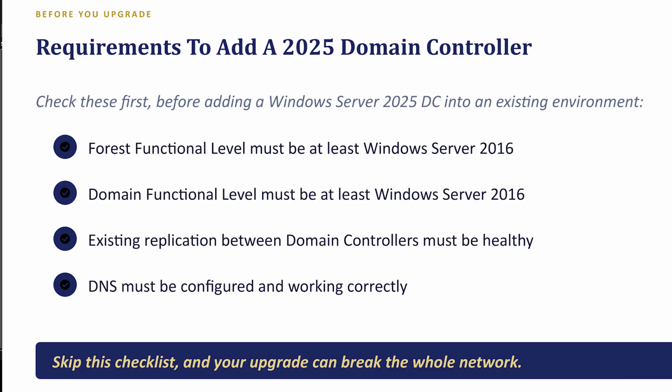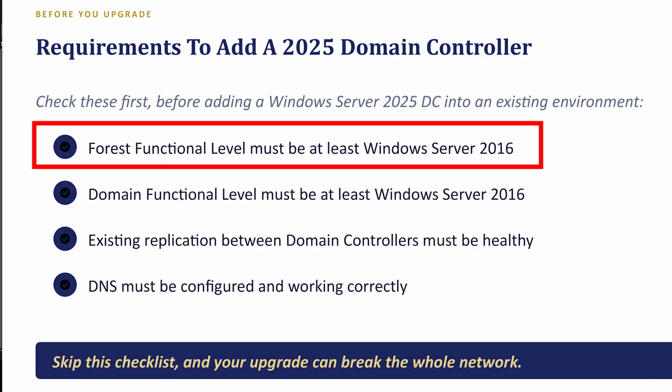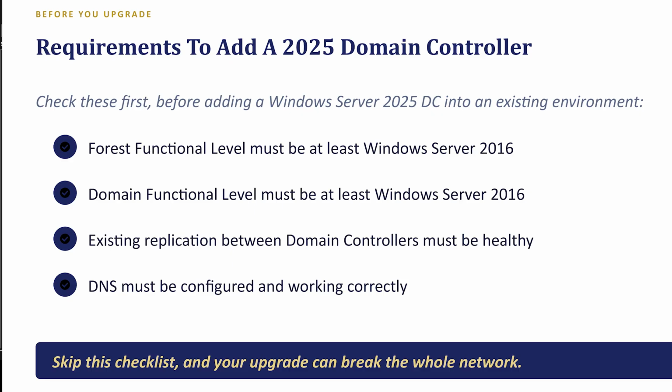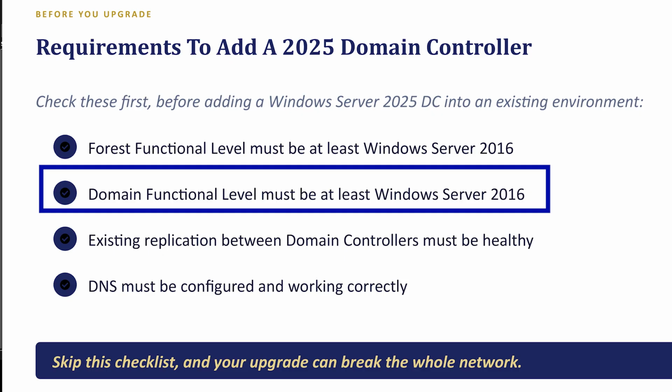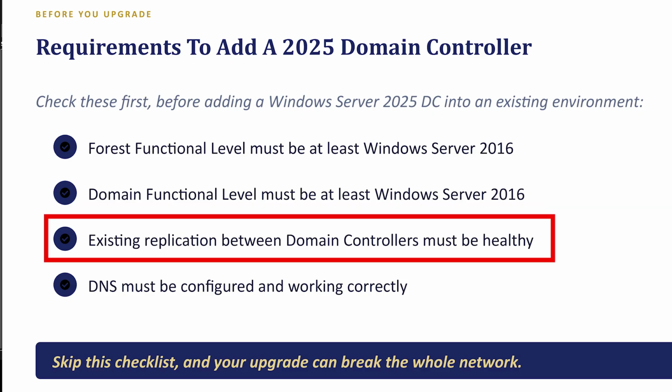So the next slide is basically going to talk about what to do before you upgrade. The requirement to add a 2025 domain controller, okay? This slide gives us a checklist, and I want you to understand why every item is there on this checklist. Requirement 1 is that forest functional level must be at least Windows Server 2016. This is about compatibility at a forest level, okay, at the forest level. Then the requirement 2 is that domain functional level must be at least Windows Server 2016 as well.